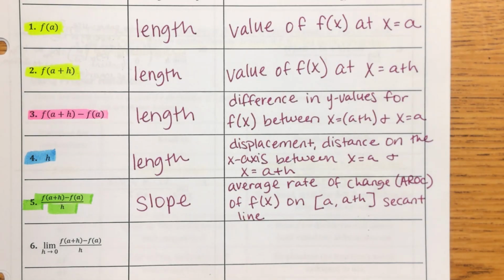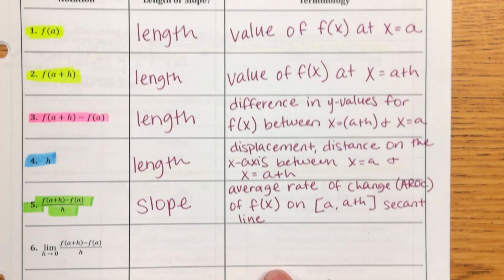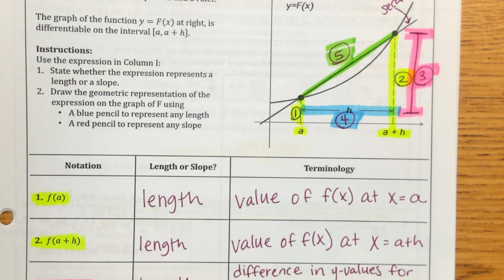Okay, for 6 and 7, I need to draw a tangent line. So if you don't have a straight edge, it's okay. Just make it up. It doesn't have to be perfect.